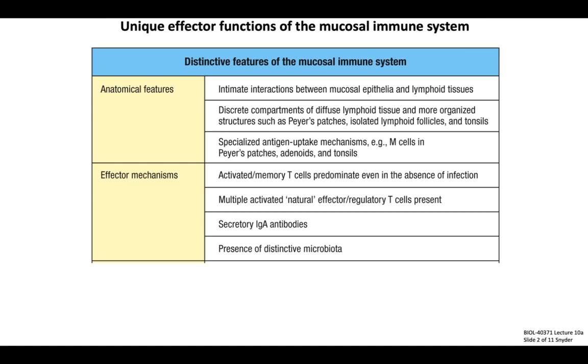Mucosal immunity also exhibits specialized effector functions that are only found at these barrier sites. These include the presence of effector T cells at epithelial surfaces that are poised to undergo activation even in the absence of infection. Mucosal surfaces are also the main place where we find IgA isotype antibodies. And if you remember back to our week 5 lectures on isotype functions, IgA is extremely important for defense against pathogens at these surfaces. Mucosal tissues are also unique in that they are colonized by commensal microorganisms, including bacteria, fungi, and viruses that we collectively refer to as the microbiota, or the microbiome.